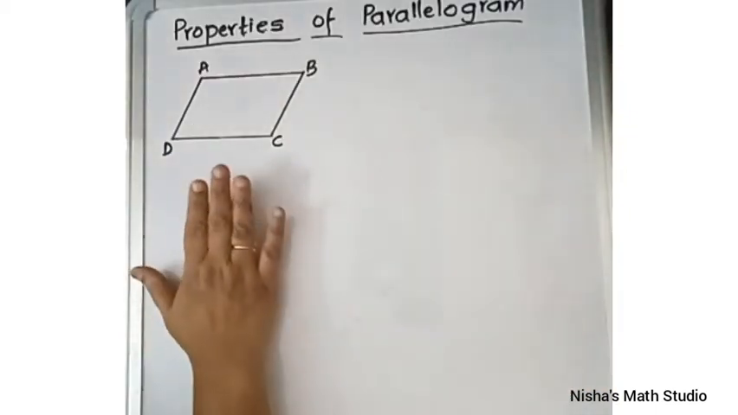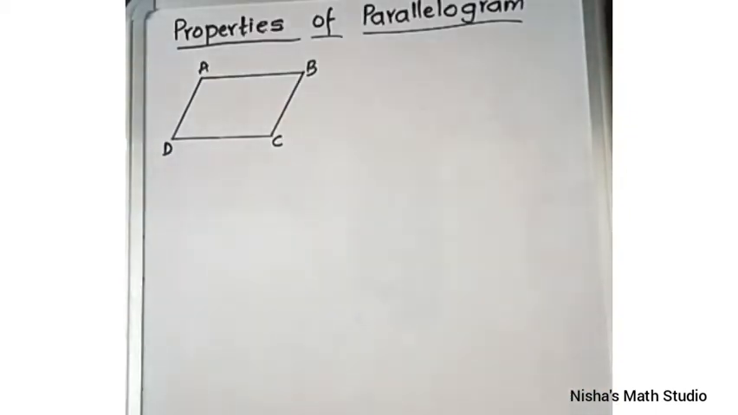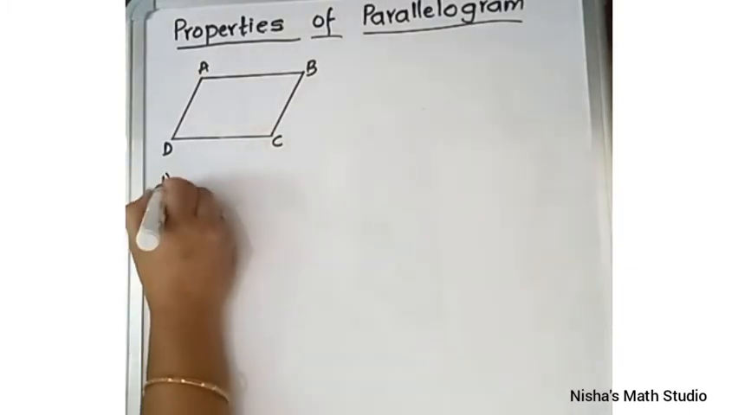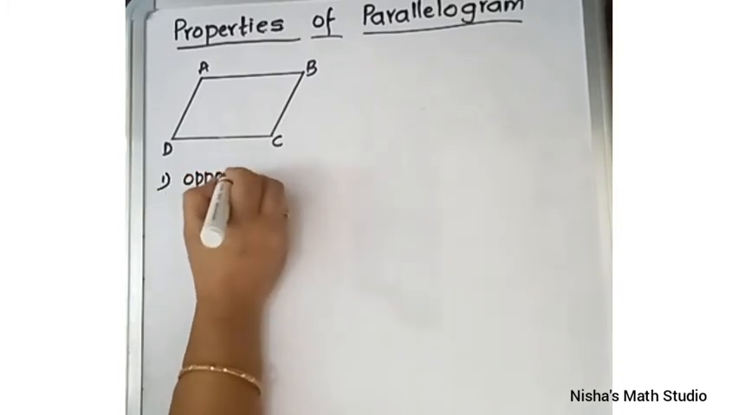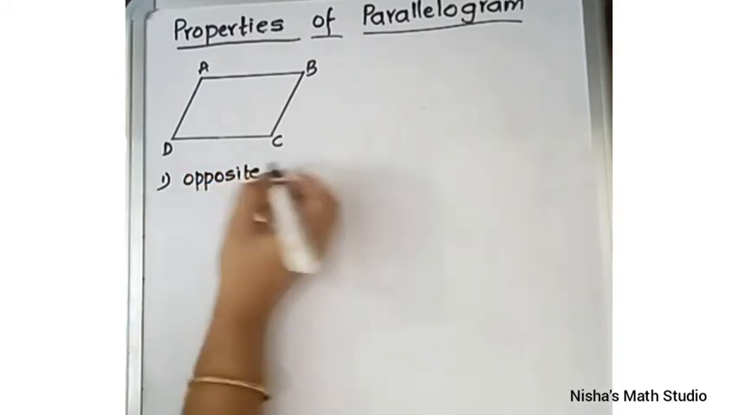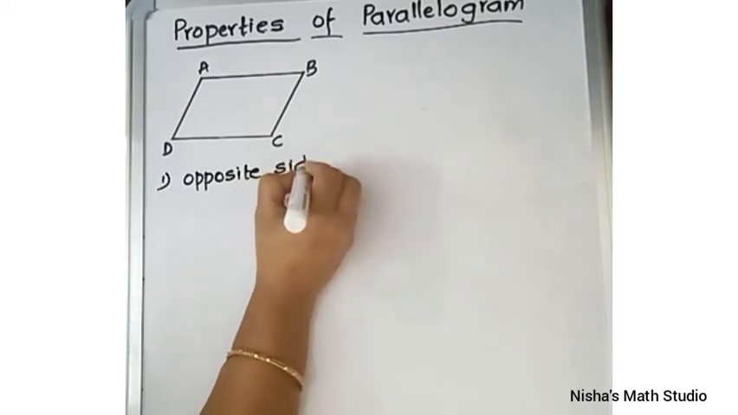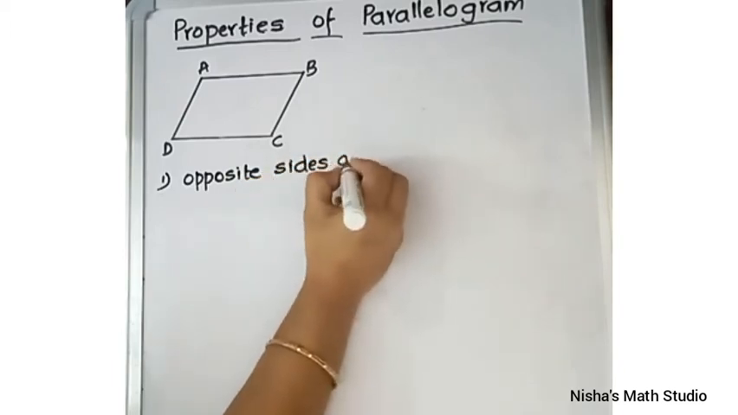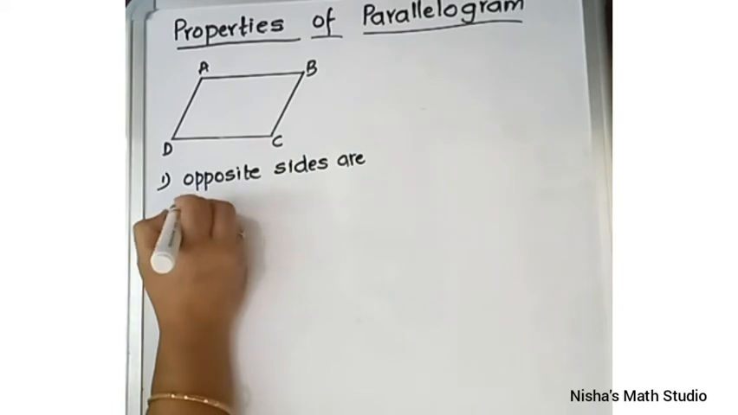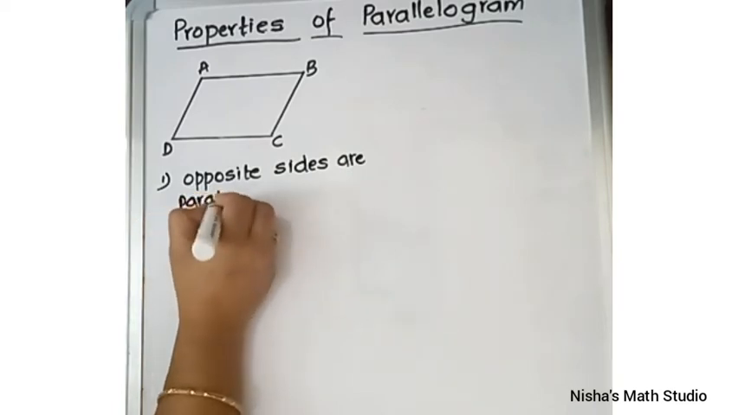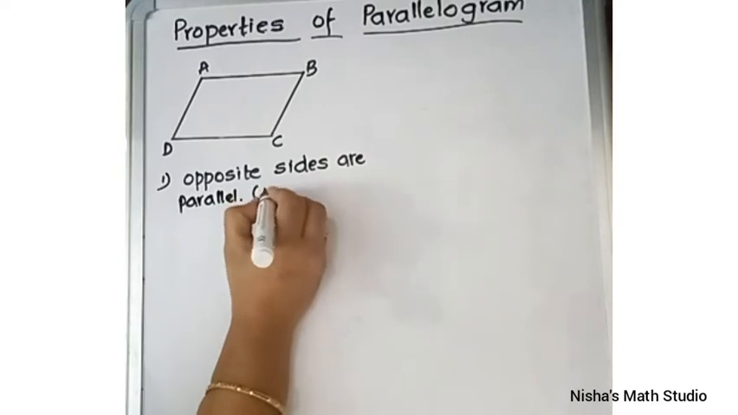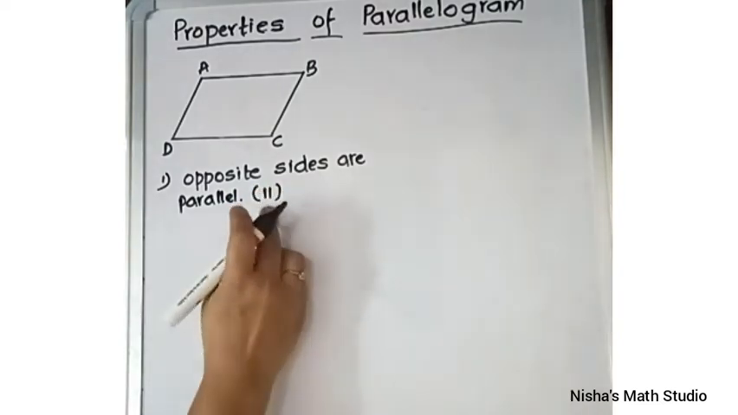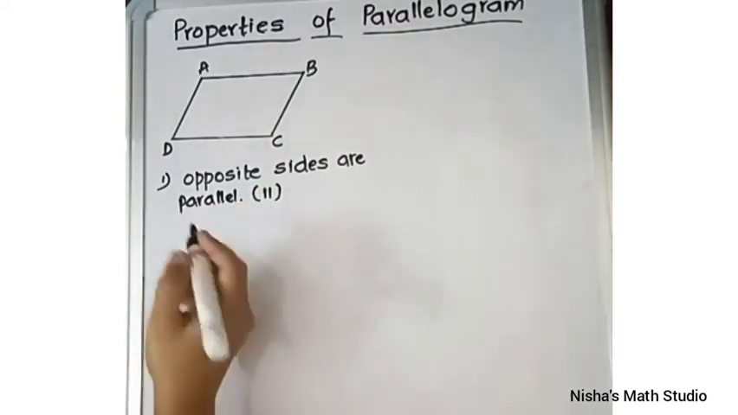Once you know which are the elements of the parallelogram, now we'll see what are the properties of the parallelogram. First property, opposite sides are parallel. In a parallelogram, opposite sides are parallel. Parallel symbol is this, two vertical lines. This is the symbol for parallel, remember.